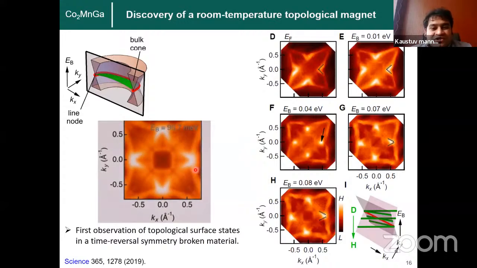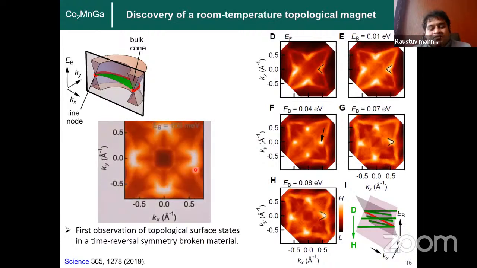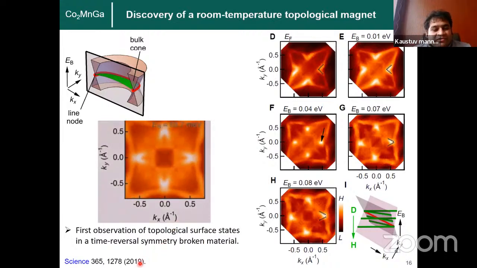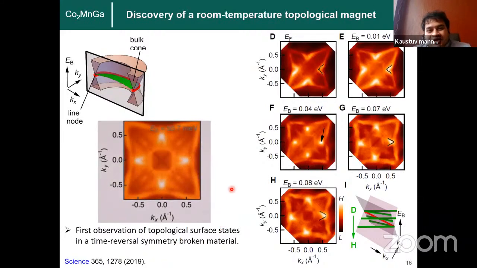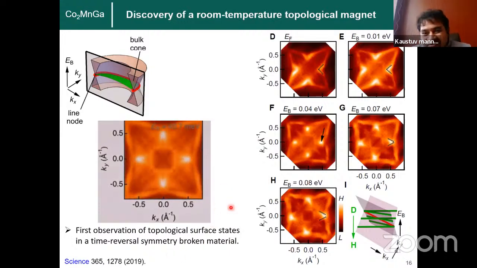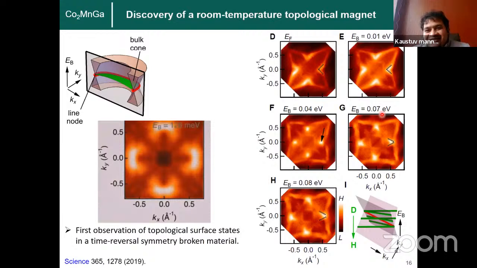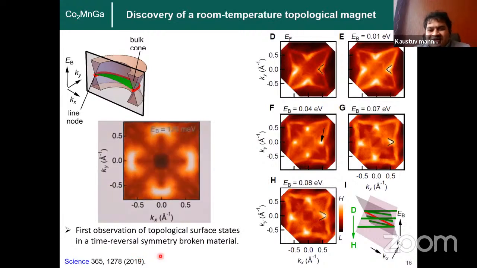This is the first observation of topological states in a room temperature ferromagnet. This work was actually done back in 2016 or 2017, but at that time nobody believed us. We had a really tough time convincing the referees, and it was even rejected by several journals that did not believe in the existence of topological states in a ferromagnetic material. But finally it was published in 2019.